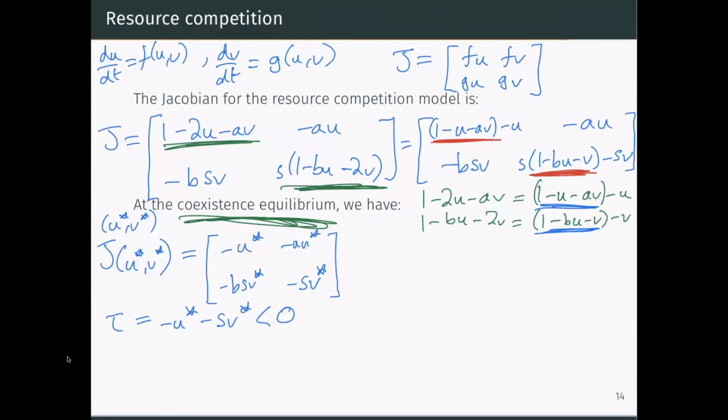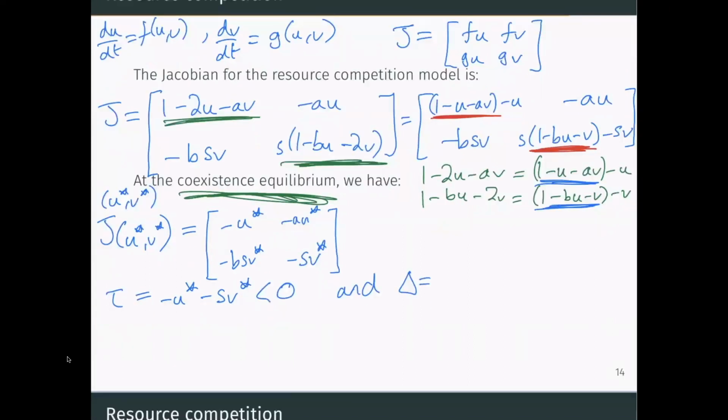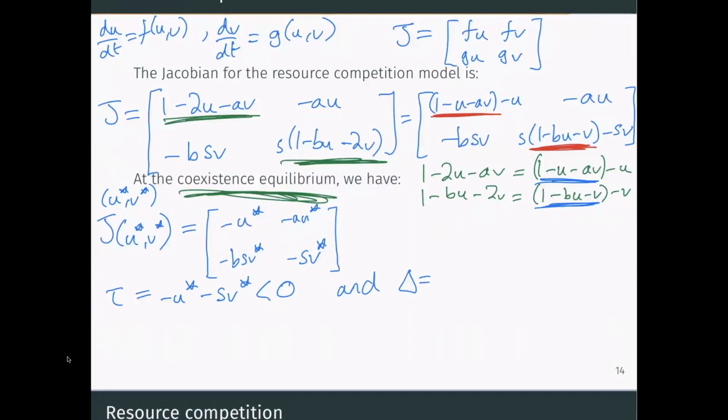Okay, what about our determinant? Well, our determinant here is going to equal the product of the elements on the main diagonal. So we have minus U times minus SV, so we're going to have plus SUV.